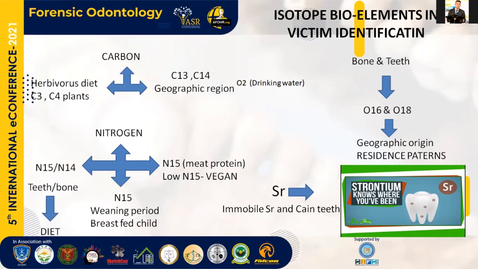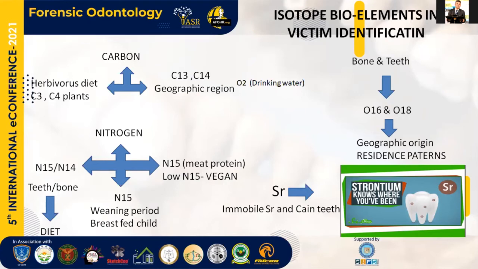Also, one more thing, these N15 values can help me in analyzing the weaning period of breastfed children. Because N15 values are approximately 3 parts per million higher than their mothers in children who are breastfed. So tooth dentin laid down in that infant during this breastfeeding period will retain enriched N15 values throughout the individual's life, since it does not readily turn over. So this is how N15 helps in determination of the diet as well as the weaning period.